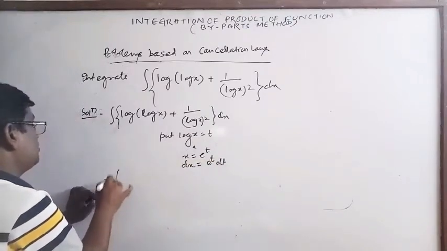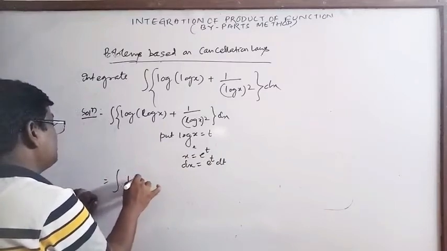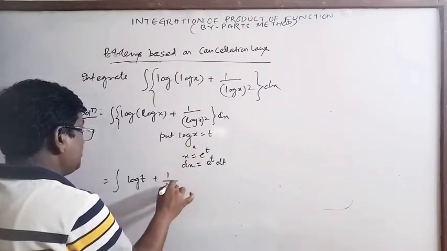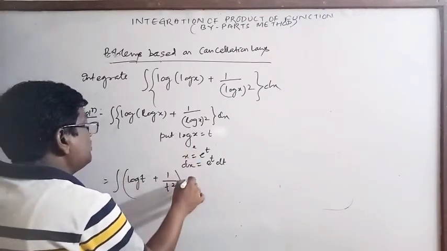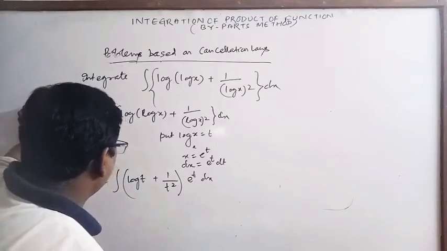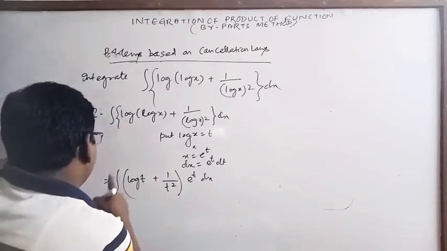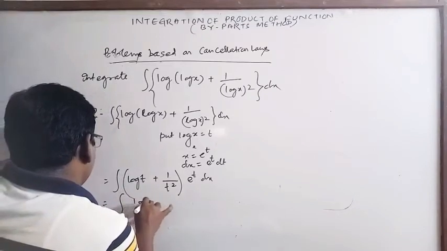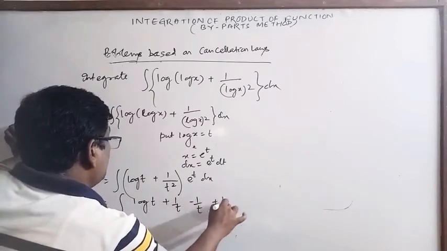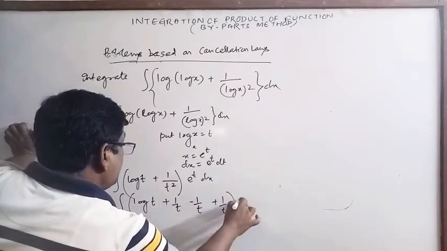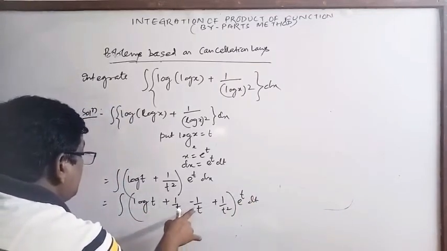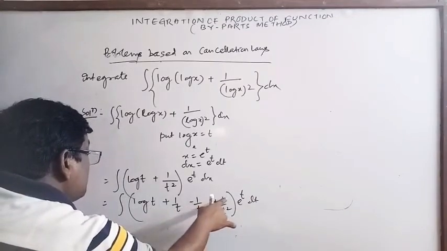So this is equal to log t plus 1 by log x whole square, which means 1 by t square, and dx means e to the t dt. Now the derivative of log t means 1 by t. So log t plus 1 by t, minus 1 by t plus 1 by t square, into e to the t dt. The derivative of log t is 1 by t, and the derivative of 1 by t is minus 1 by t square.